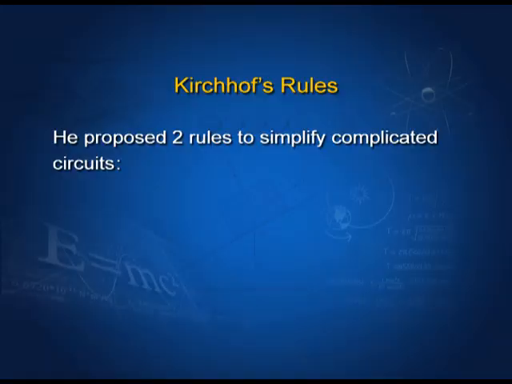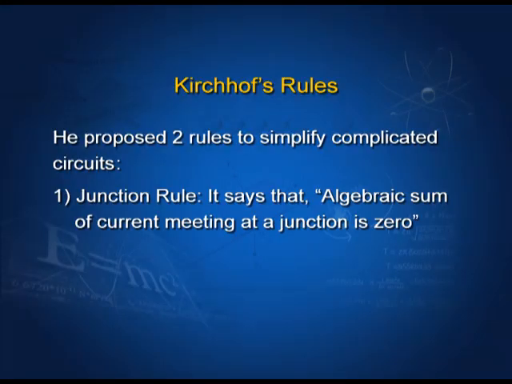Kirchhoff rules. As we know, Ohm's law is used for simple circuits. If we have complex circuits, then it becomes very difficult to use Ohm's law. So, Kirchhoff proposed two rules to simplify the complicated circuits. The first law is known as the junction rule. It says that the algebraic sum of the currents meeting at a junction is 0.